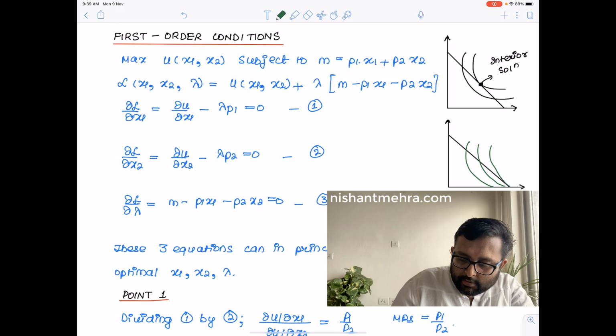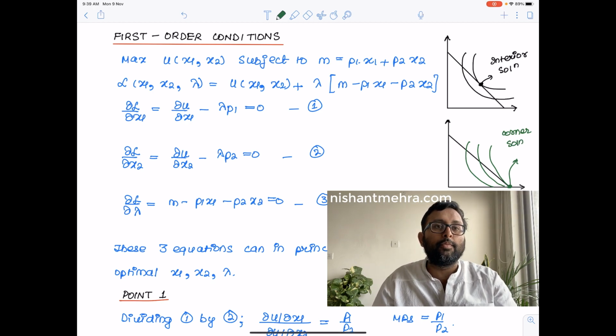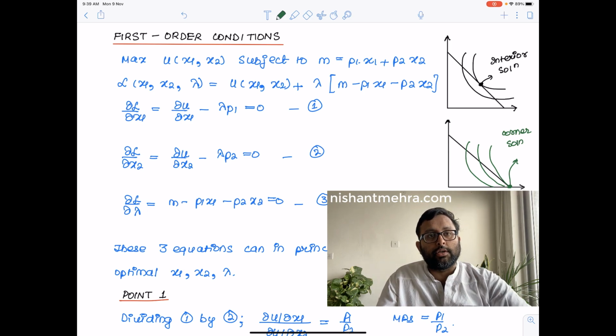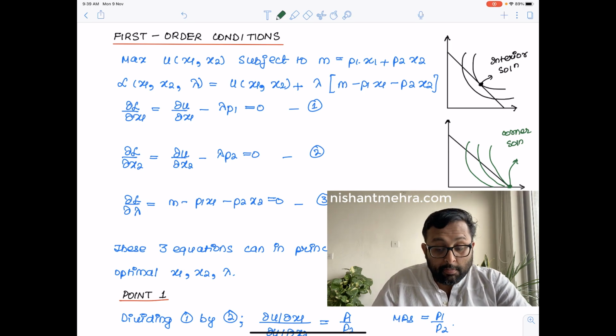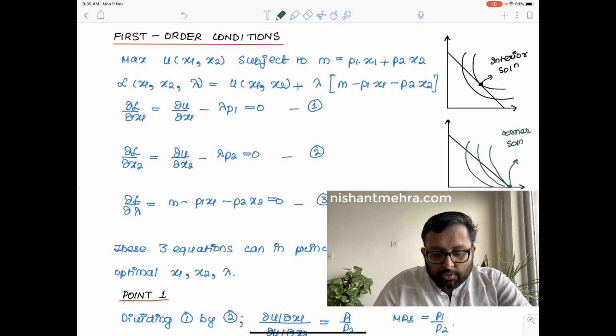Something like this. This is a corner solution. So when you're getting the result, you're getting the optimum on the corners of your constraint. That is a corner solution problem, but Lagrangian will not give you the answers to the corner solution problem. It will give you the answers for the interior solution problem, right? So for corner solution, you may have to change things a little bit.